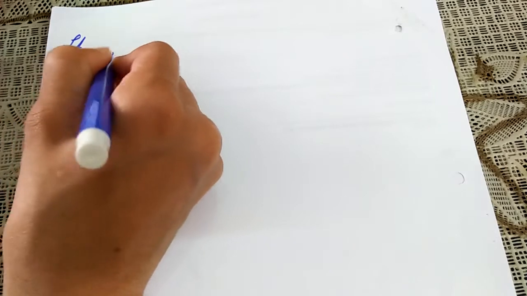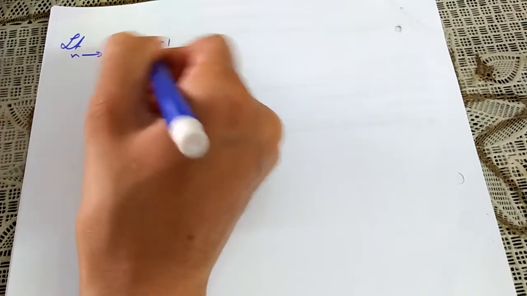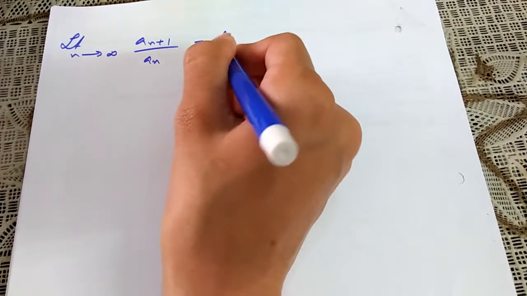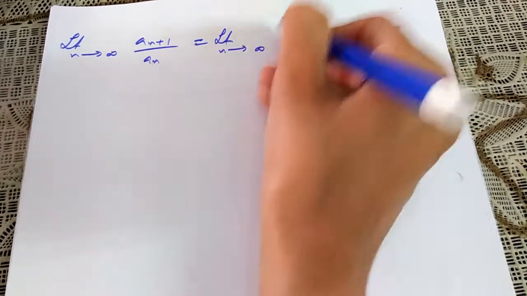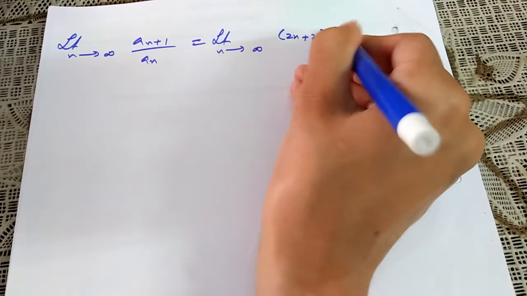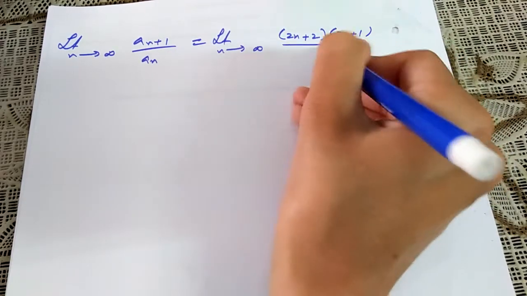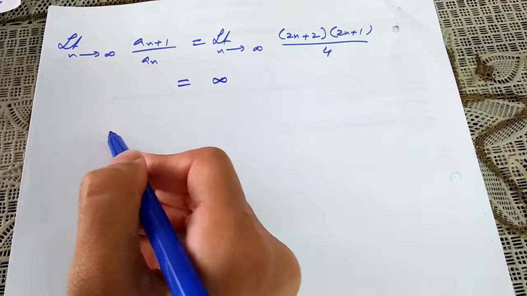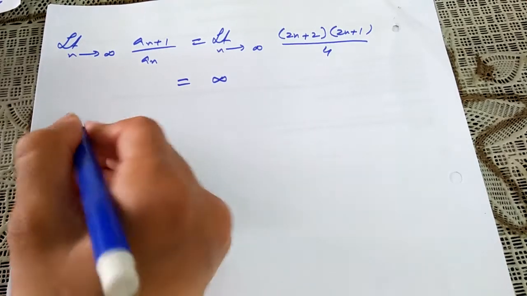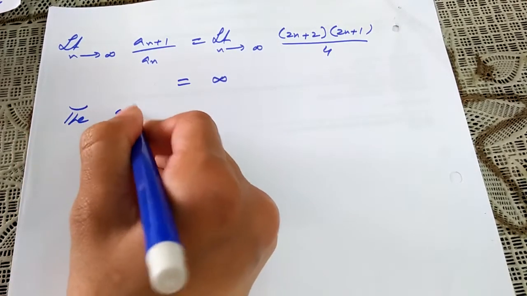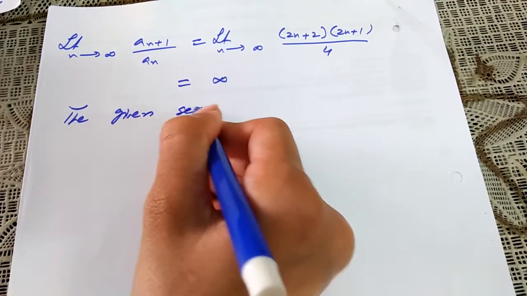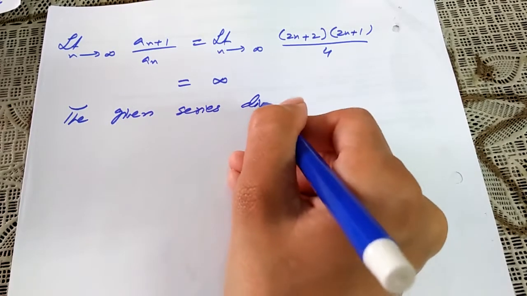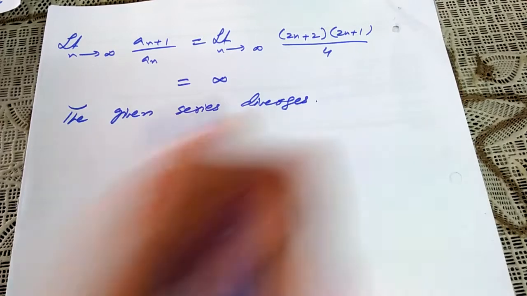the limit as n approaches infinity of an plus 1 divided by an, which gives the limit as n approaches infinity of 2n plus 2 into 2n plus 1 divided by 4. After applying the limit, you will get an undefined answer, which is infinity. It means the given series diverges. It diverges by using the ratio test.